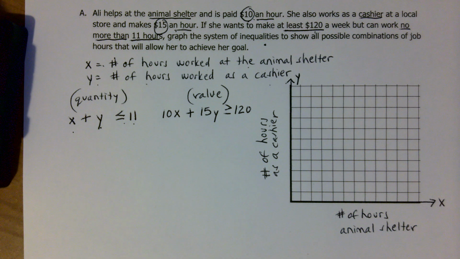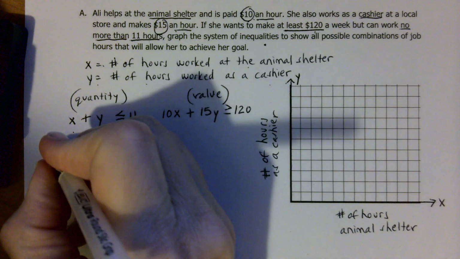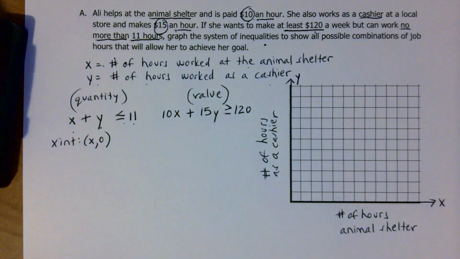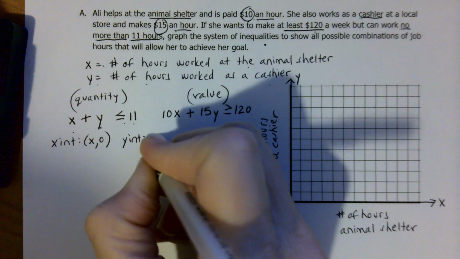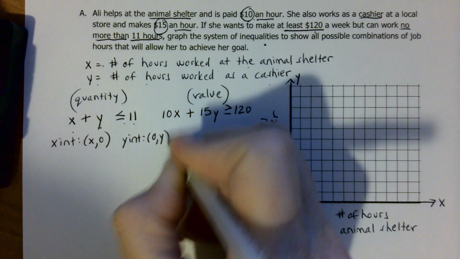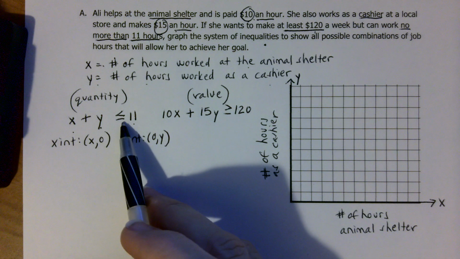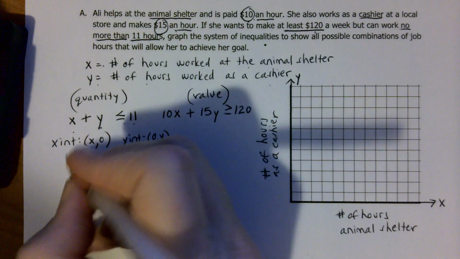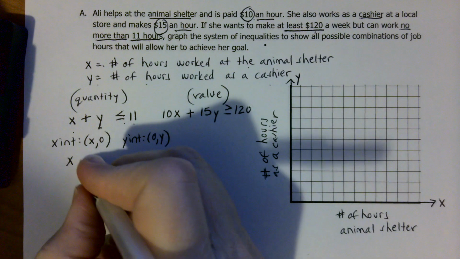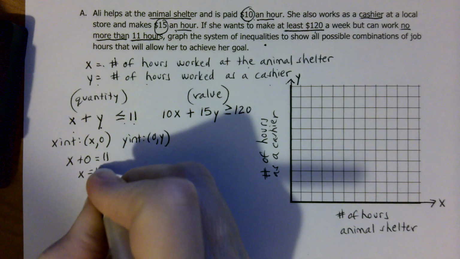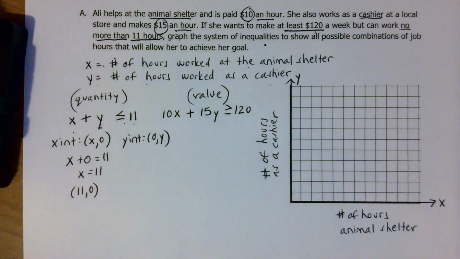The easy way to graph this is using the intercepts method. So recall that when we are looking for the x-intercept, we're looking for the x value when y is 0. And when we're looking for the y-intercept, we're looking for the y value when x is 0. So to draw the boundary line, we're going to pretend that this is an equals. So we're looking for x when y is 0, and that would equal 11, which means x is 11, and (11, 0) would be one of the points of the boundary line.